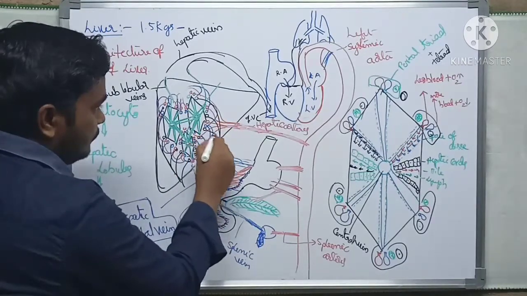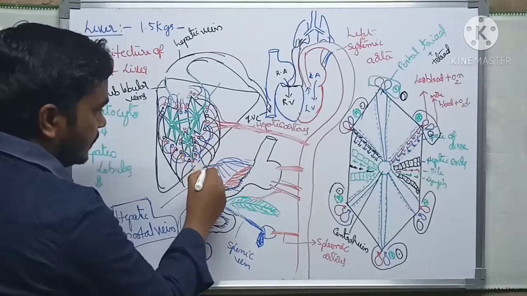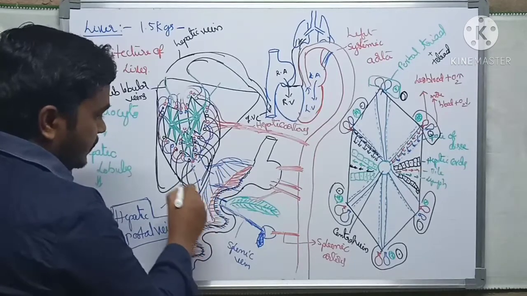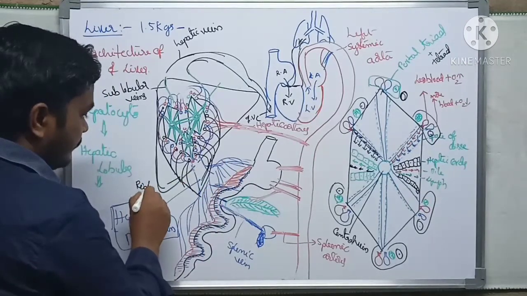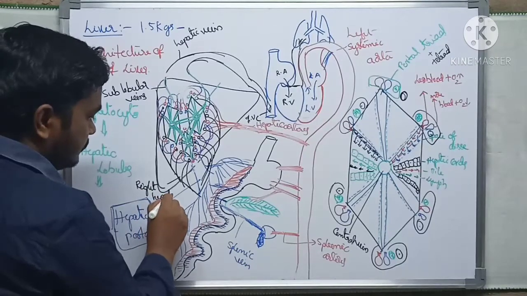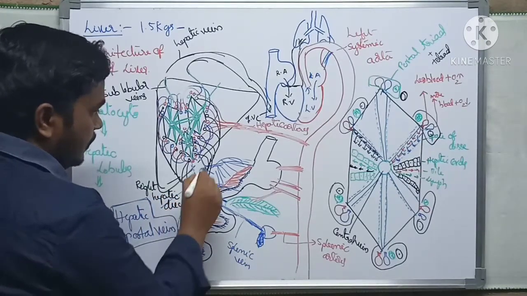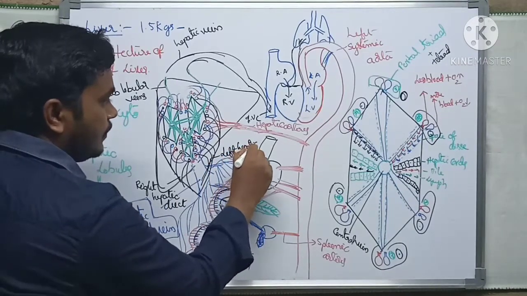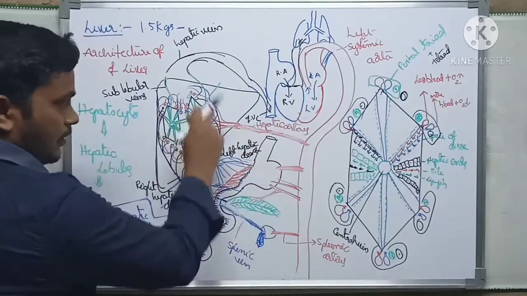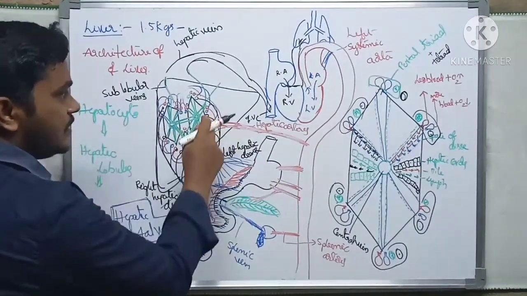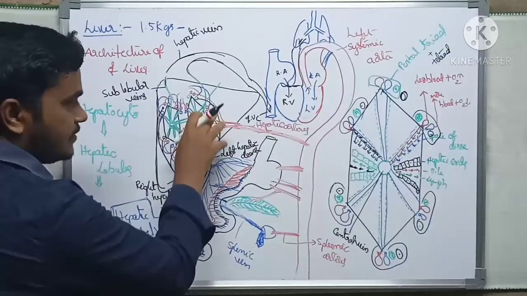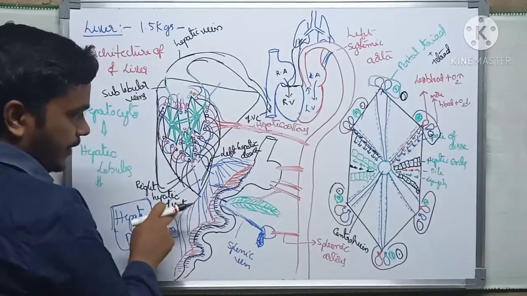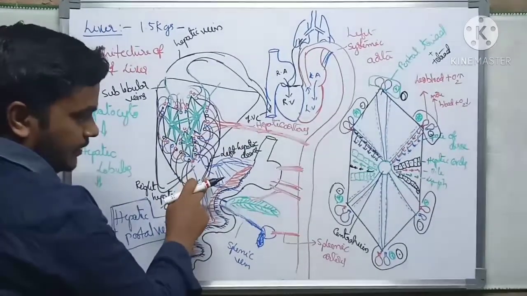The total lymphatic ducts form two types of ducts: the right hepatic duct and the left hepatic duct. Every corner of the hepatic lobules consists of bile ducts. Those bile ducts open into two types of ducts: from the right side, the right hepatic duct, and from the left side, the left hepatic duct.